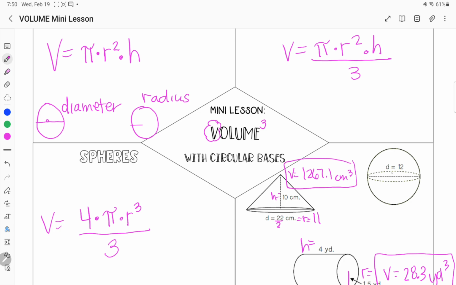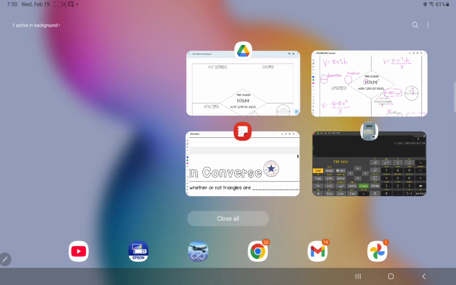Our last one is a sphere. And so we come over to our sphere. Again, we need radius. We never need the diameter. So we're going to divide this by 2. That will give me 6. So I'm going to plug it into my formula, which is 4 times pi times radius cubed. This one you guys will forget. You'll put a square in, and that's where you'll go wrong with that one.